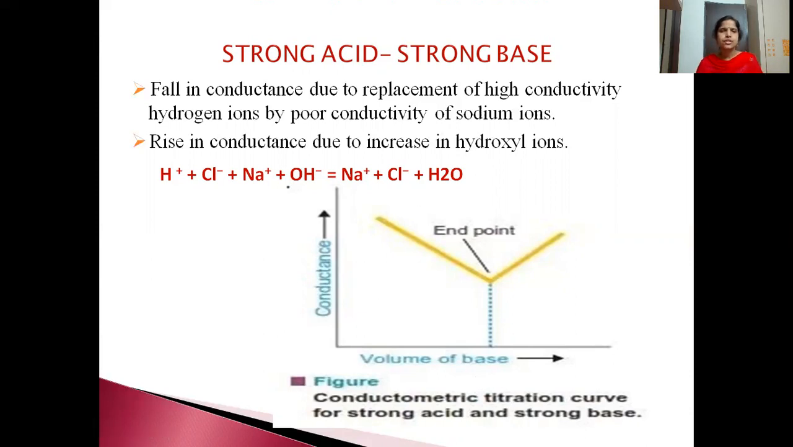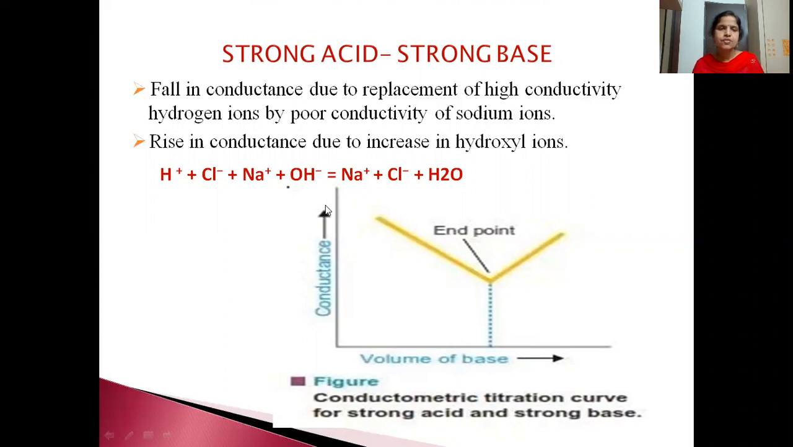You can see at the starting of the reaction, the conductance is high, because in the beaker it is HCl. HCl is dissociating to H+ and Cl-. Because of the mobility of H+ ions and Cl- ions, the conductance will be more. That's why we are starting from the highest level of conductance.